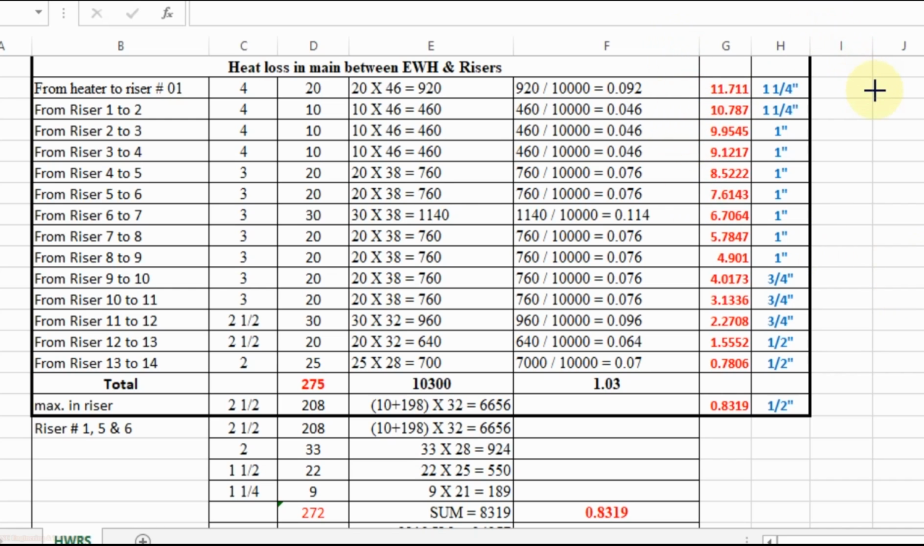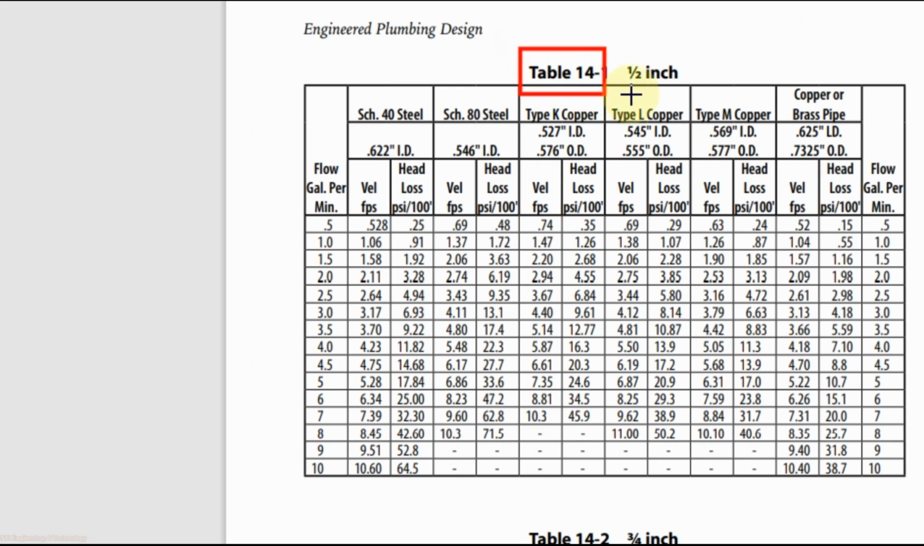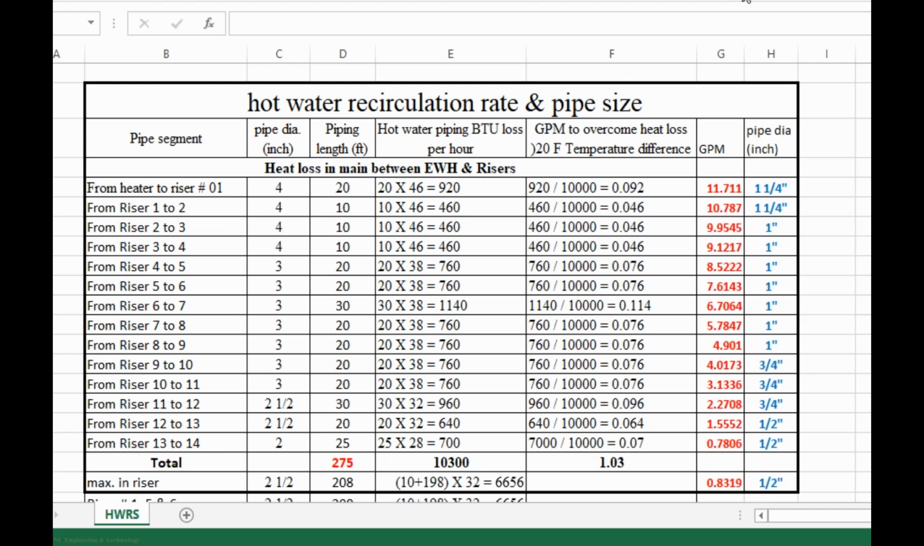Now we will use the hydraulic table to select the pipe size corresponding to these calculated GPM. This hydraulic table is for half-inch pipe size. For our return piping we will use copper pipe type K, so we will select this column, and we will not select our piping beyond 4 feet loss, this column for velocity and this is head loss. So we will not go in this row, we will select our pipe from only these top 3 rows. So for the pipe segment having GPM value up to 1.5, we will select the pipe size half inch.